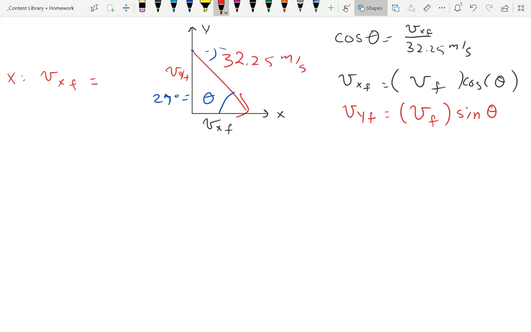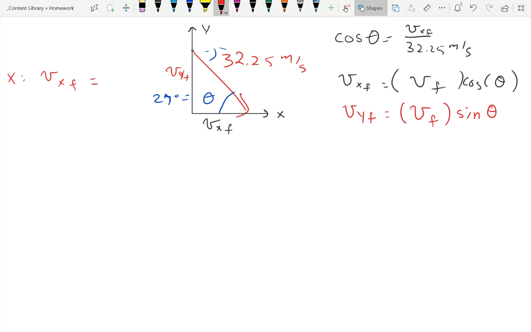Why did I jump immediately to times sine theta? I've done this way too many times and I forgot. Sine theta is opposite over hypotenuse. So sine theta is going to be vy final over the hypotenuse, v final. And then since sine theta is opposite over hypotenuse, opposite is equal to hypotenuse times sine theta. So there's my finals in the components.